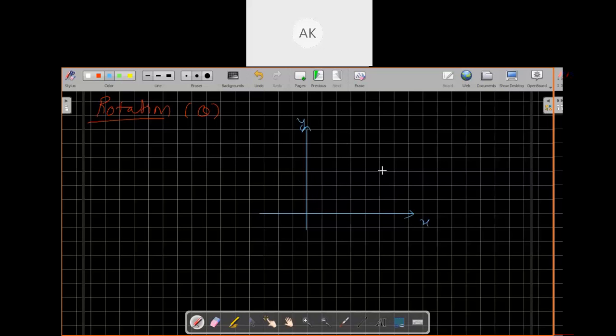So the next transformation is rotation. Let's rotate an object by a certain angle. Just consider theta. Now we are rotating our object by a certain angle. Just consider it is theta. How can we rotate?